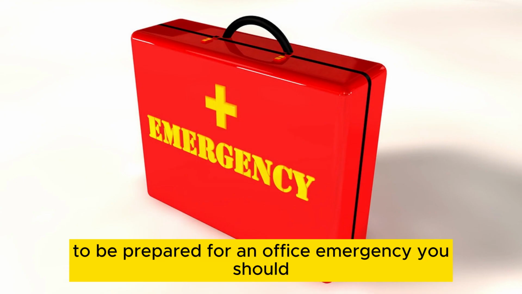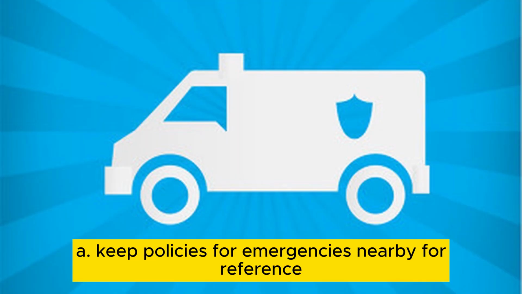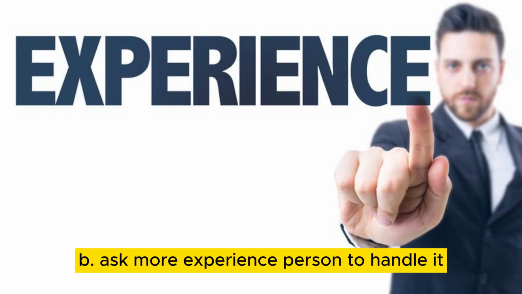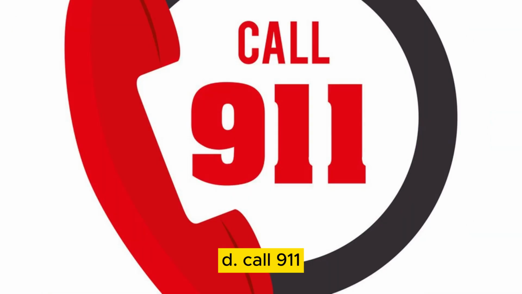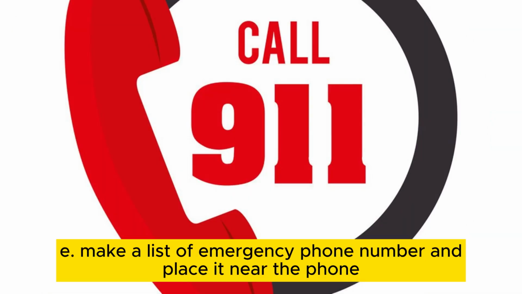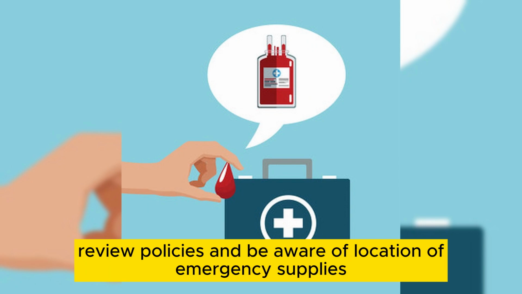To be prepared for an office emergency, you should A. Keep policies for emergencies nearby for reference. B. Ask more experienced person to handle it. C. Review policies and be aware of location of emergency supplies. D. Call 911. E. Make a list of emergency phone numbers and place it near the phone. Review policies and be aware of location of emergency supplies.